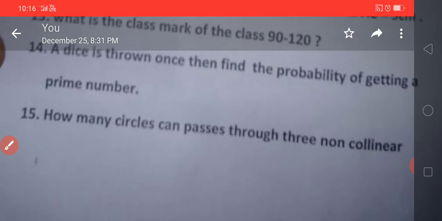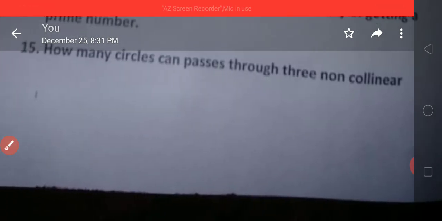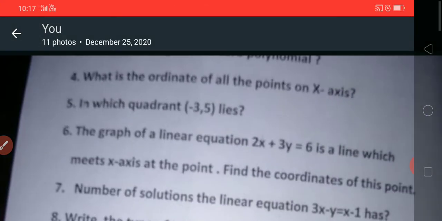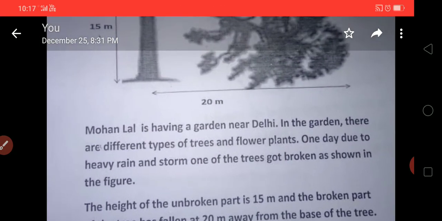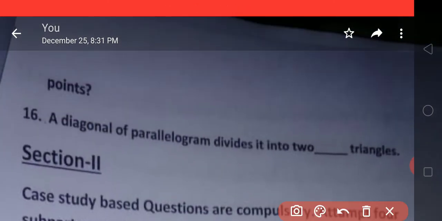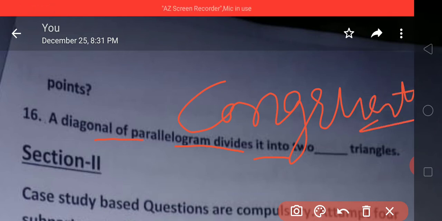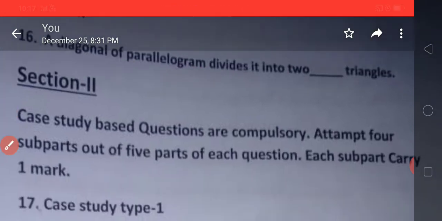Come to question number 15. How many circles can pass through 3 non-collinear points? Only 1. Okay, 1. Come to the next question, question number 16. The diagonal of a parallelogram divides it into 2 congruent triangles. Congruent triangles.